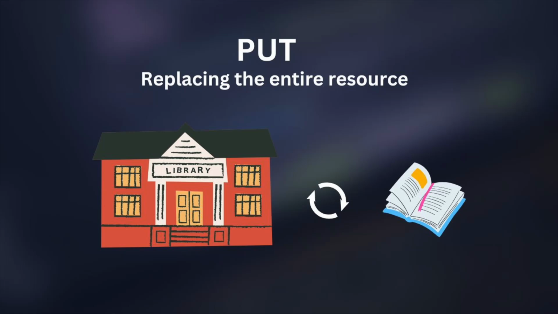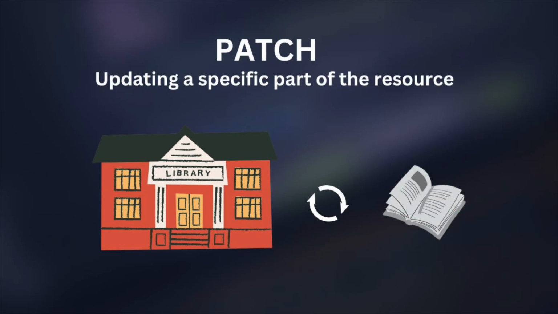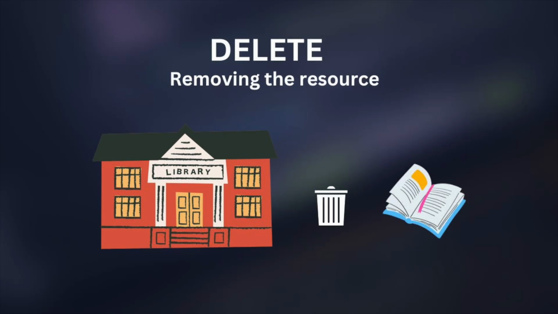In the new book, you found that one of the pages is torn. So you ask the librarian to fix the torn page and update the book. Here you are making the patch request. Once you are done reading the book completely, you go to the librarian and say that I would like to return the book. So it is equivalent to delete.